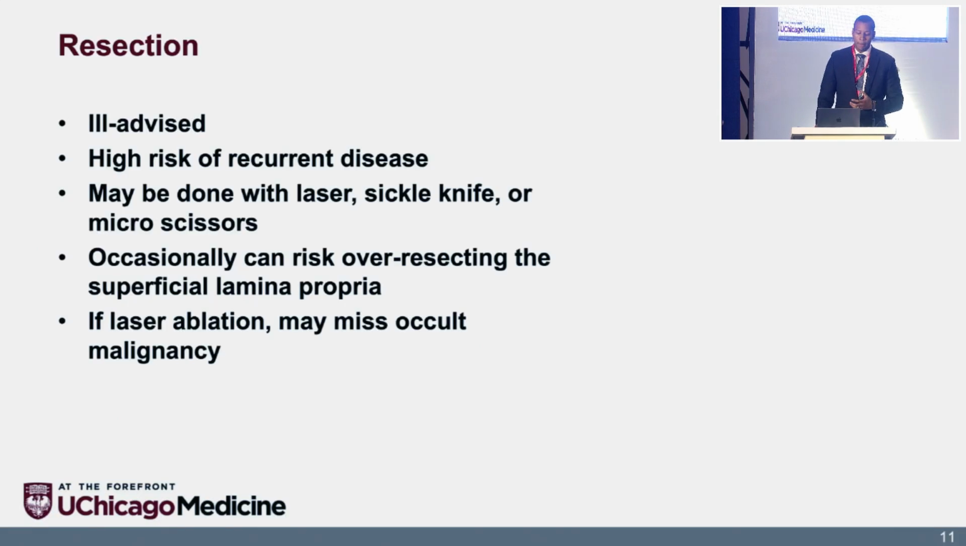So with regard to surgery, resection is an option for anterior glottic webbing. It's ill-advised, it has a high recurrence rate. Unfortunately, additionally, resection can lead to other problems. For patients that have an over-resection of their webbing, you can have a significant loss of the superficial lamina propria, which can create scarring, as has been mentioned earlier, and can create a significantly dysphonic voice. Additionally, if laser is used to resect the web, it sometimes can be difficult to identify these tissue planes, and you can have subsequent problems identifying occult malignancy or dysplasia if there is some.